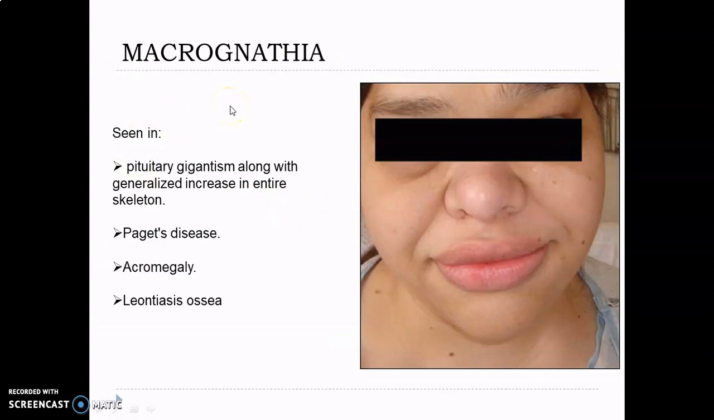So next, moving on to the anomaly known as macrognathia, which means larger jaws, as you can see in this image. There are various conditions which can show macrognathia, like pituitary gigantism, Paget's disease, acromegaly, and leontiasis ossea.